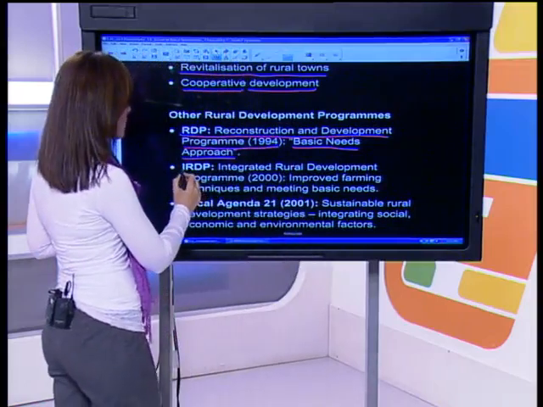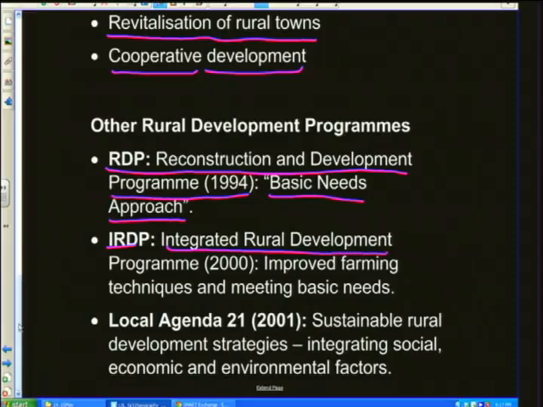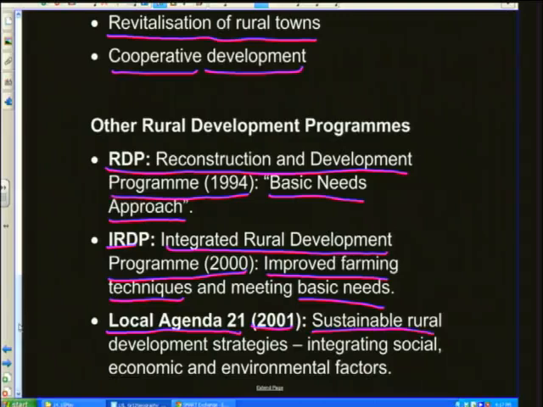Then the Integrated Rural Development Program, established in the year 2000, also looks at basic needs, but also focuses on improved farming techniques to optimize the use of that resource. And then the Local Agenda 21, which was established in 2001 after the World Sustainable Development Summit, means that sustainable rural development strategies must be put in place which integrate social, economic, and environmental factors. There's a basic summary of the rural settlement issues as well as potential programs to overcome them.